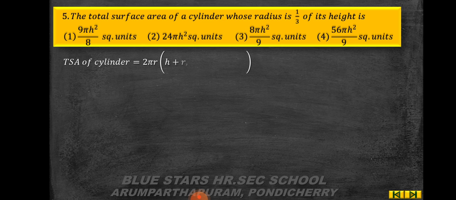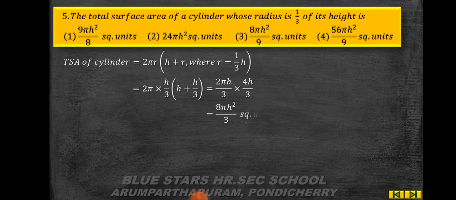Therefore, total surface area of a cylinder is equal to 2 pi r into h plus r, where r is equal to 1 by 3 of h, which is equal to 2 pi into h by 3 into h plus h by 3, which is equal to 2 pi h by 3 into 4h by 3, which is equal to 8 pi h square by 9 square units. So therefore the correct option is option 3, 8 pi h square by 9 square units.